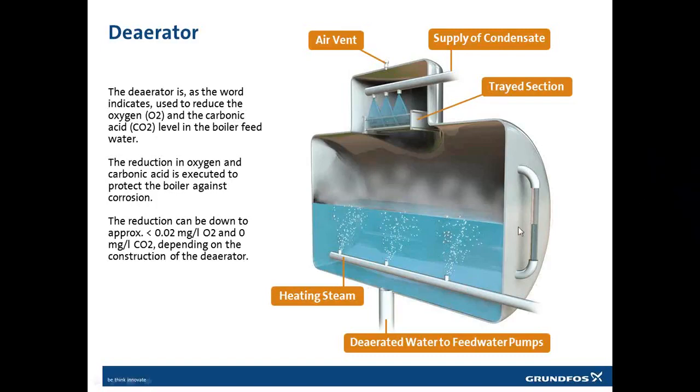The deaerator consists largely of just a large vessel, and then we have a supply of condensate in the top, which we spray out over some tray sections, some baffle plates, and then we have a level of water in the deaerator. We heat that water with heating steam from our steam boiler, and on top we have an air vent to make sure that we have a slight overpressure in the deaerator. And then in the bottom we take out the deaerated water to the feed water pumps.